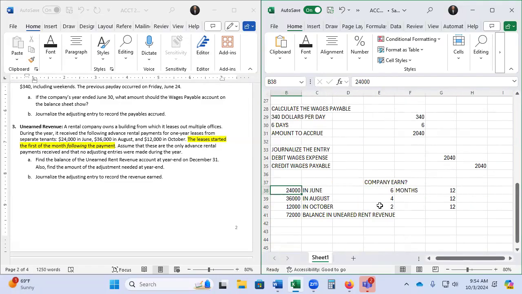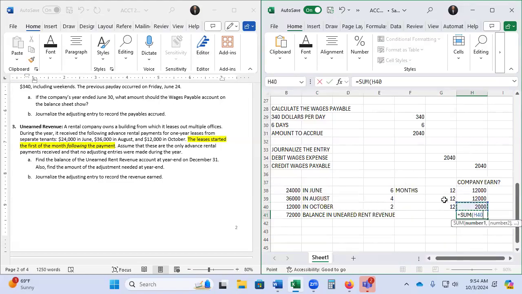And so if we want to find how much did the company earn, we take the 24,000 and then we multiply it by the 6 and then divide by 12. The other one we do that by the 4. And the last one we do by 2. And then we want to sum those totals. And we end up with 26,000 is what we earned.